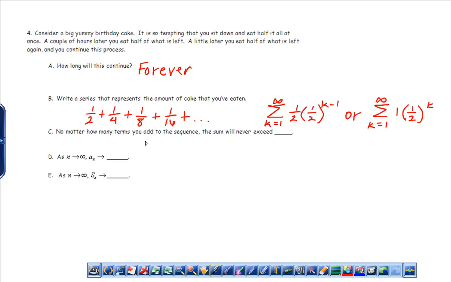Okay, so it says no matter how many terms you add to the sequence, the sum will never exceed how much cake you have, which is 1. There's 1 cake. So as n approaches infinity, the more times you're eating cake, the amount of cake you're eating is approaching 0. Or we'll say the amount of the piece of cake that you're eating. But the sum of your cake, your total amount eaten, is going to approach 1.